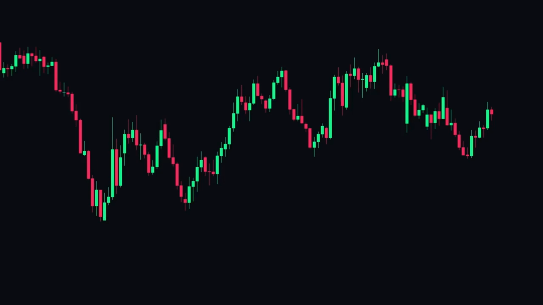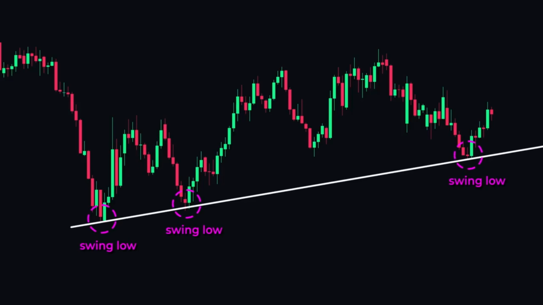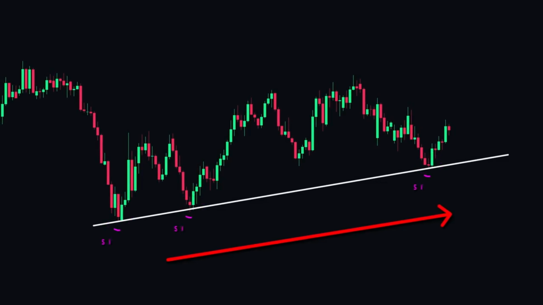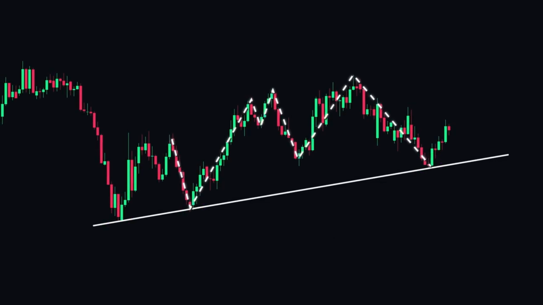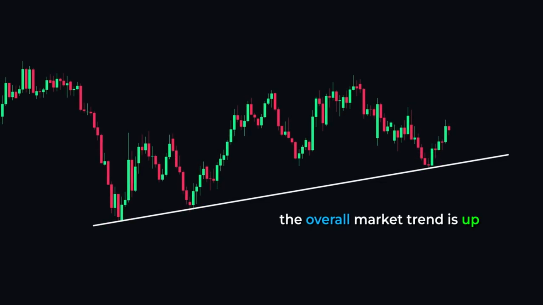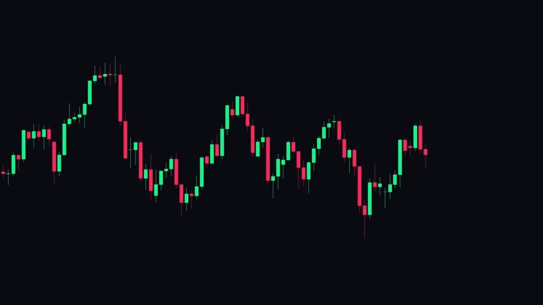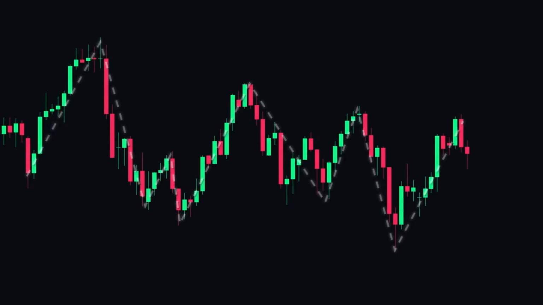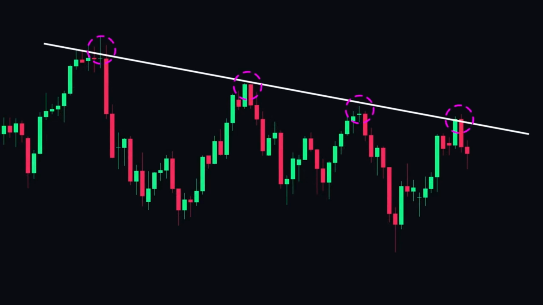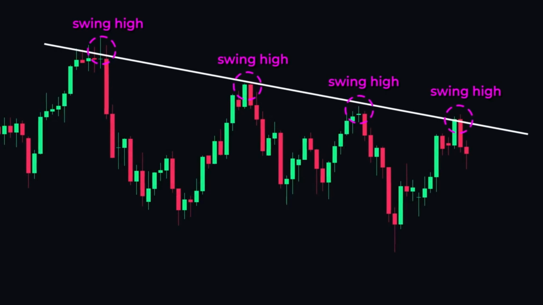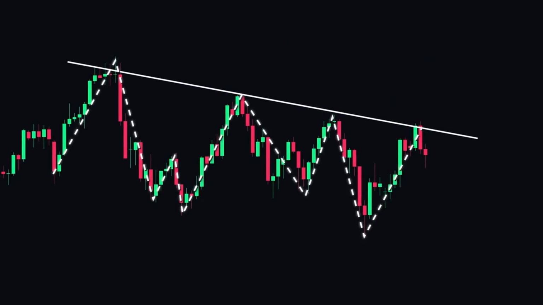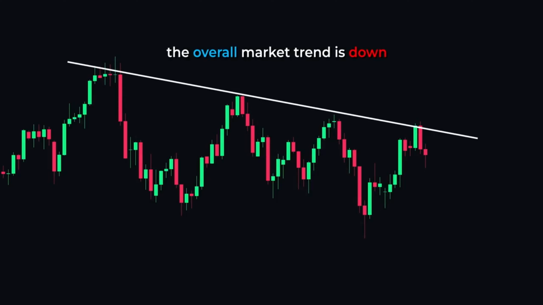By drawing a straight line connecting the swing lows on the chart, we can see that the trend line is heading in an upward slope. This tells us that, despite these short-term fluctuations in price, the overall market trend is up. Now let's look at the opposite scenario. Here's another chart. Again, we can see that price is fluctuating, moving both up and down. However, when we apply a trend line, this time connecting the swing highs, we can see that the trend line is sloping downwards, meaning that despite the short-term fluctuations, the overall market trend is down.